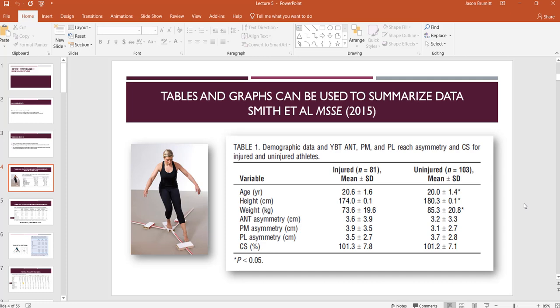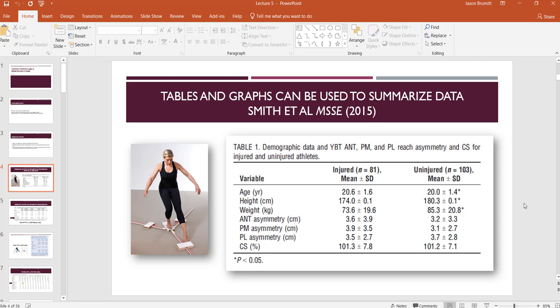So here is an example of a table. This is from Smith et al., from a top-tier journal, Medicine and Science in Sports and Exercise. What Smith et al. did is they had people perform the Y balance test. Now, I know many of you may not be familiar with it. That's okay. This is a test that has been popularized as of late, and actually, it was created by a graduate of Rocky Mountain University.